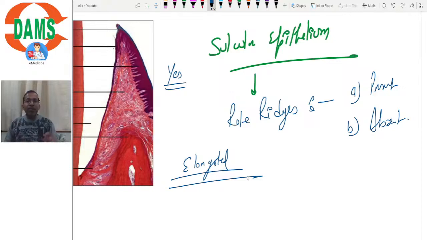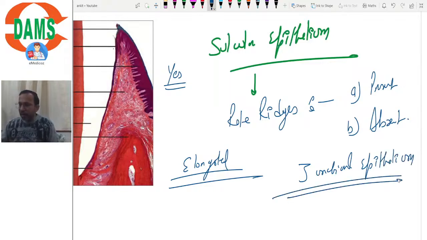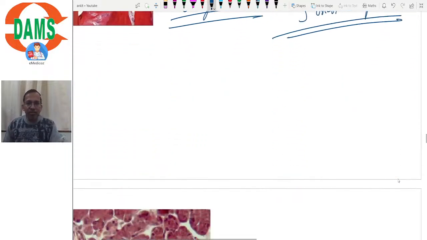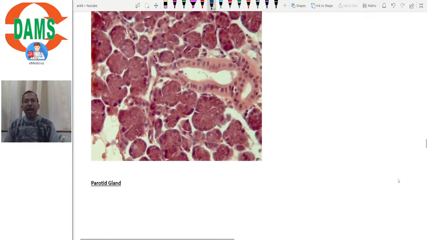Smooth epithelium connective tissue interface केवल एक ही जगह होता है और that is junctional epithelium, right? In the junctional epithelium, this is the only epithelium which has a smooth connective tissue epithelium interface. That is the basement membrane is absolutely straight. ठीक है, तो ये चीज ध्यान रखना. Cellular epithelium has red ridges and they are elongated.